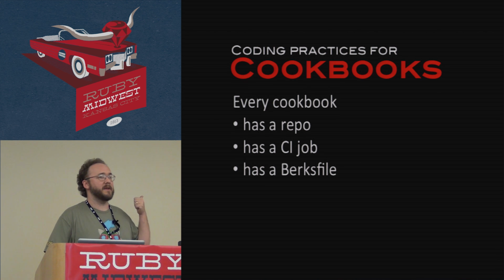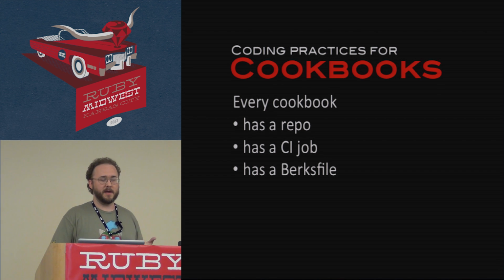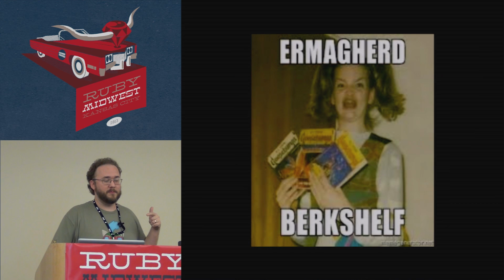So we've switched to having every cookbook as its own Git repository. Every cookbook has its own CI job that bumps the version, maybe runs Test Kitchen or other tests, and then uploads that to the Chef server automatically. And then every cookbook has a Berksfile, which I'll talk about in just a second.